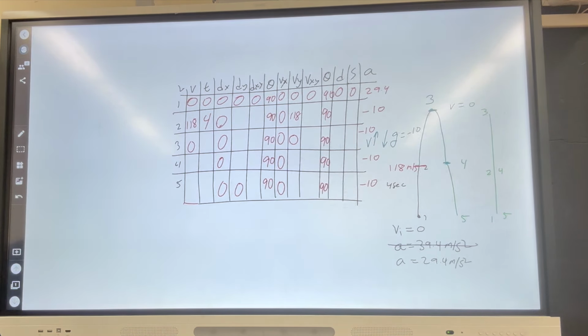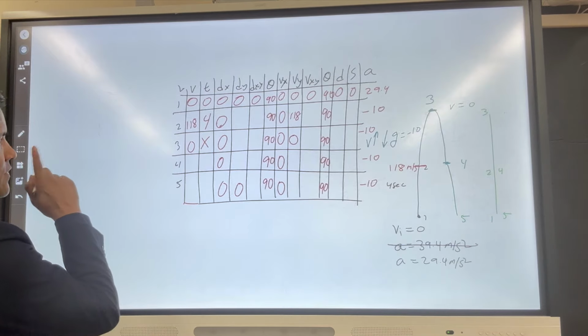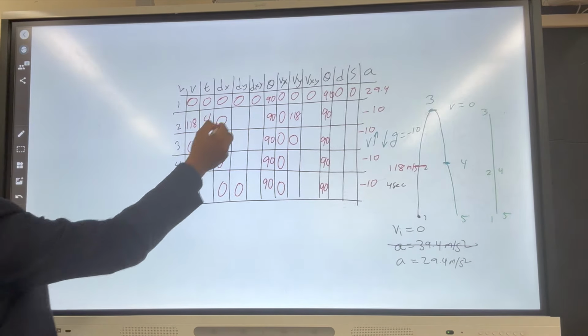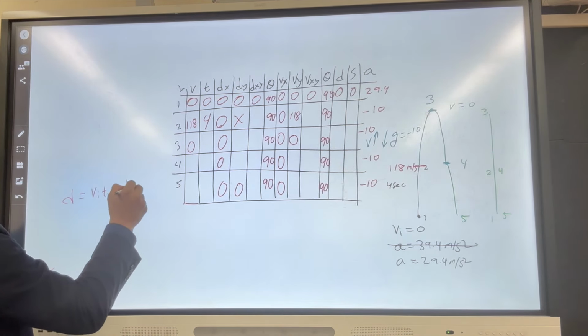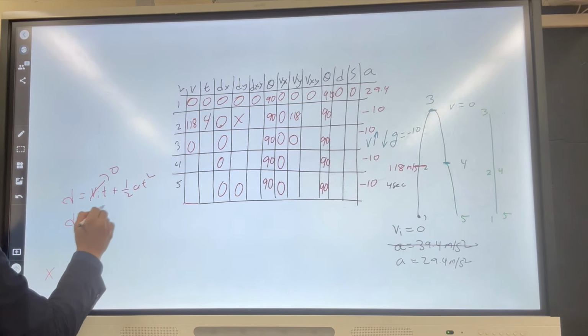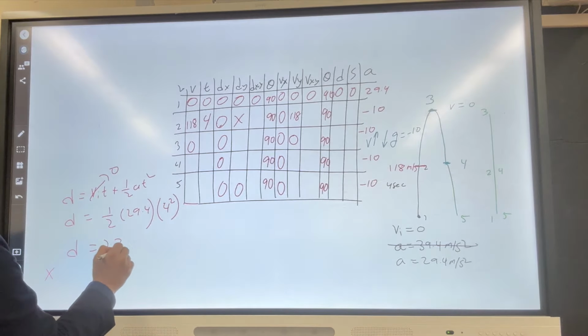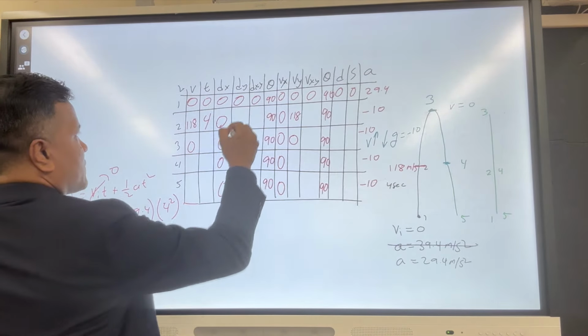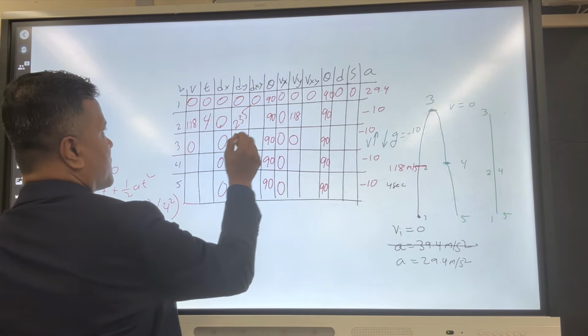All right, so now what else? The time at location 3. Let's find the dy at location 2. So d is equal to vit plus half at squared. Of course, vi is 0. So d is half times 29.4 times 4 squared. So the d is 235. So the d is over here 235. And the dxy is by the Pythagorean theorem, so 235.